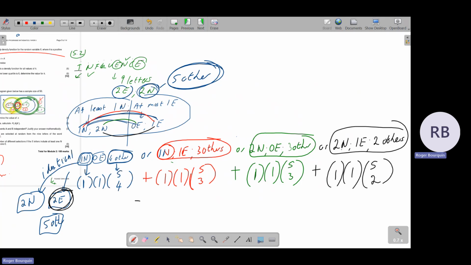So you're really left with 5 choose 4 plus 5 choose 3 plus 5 choose 3 plus 5 choose 2. And we go work that out on a calculator. We should get an answer of 35. Right, that's question 5.